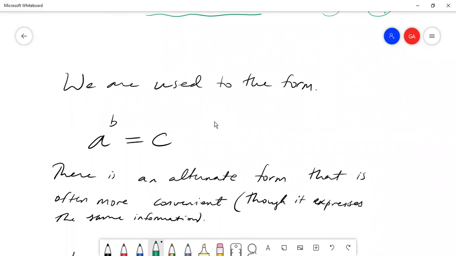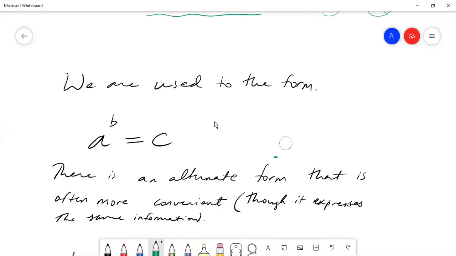So we're used to this form. This is our first formulation of the exponential. And I've written it symbolically, generally, that a to the power of b is c. So a, b, and c here could be any numbers that satisfy that relationship. Like here, a is 2, b is 2, c is 4. Or a is 2, b is 3, c is 8. So on and so forth, but this is a general description of exponentials.